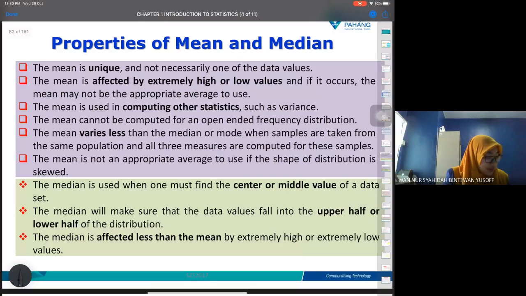Okay, properties of the mean and median, I think I will discuss when we go to the exercise.